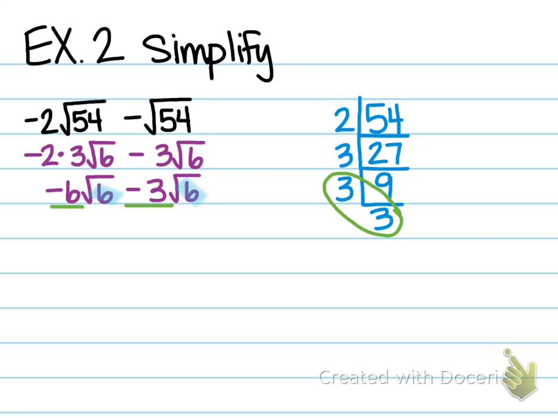Since these are both square roots and the numbers underneath are the same, I can add or subtract the numbers in front. So negative 6 plus a negative 3 is negative 9. And then I just tack on the square root on the end. So negative 9 square root 6. And this is as simple as this gets.